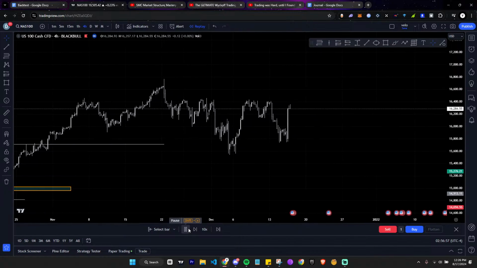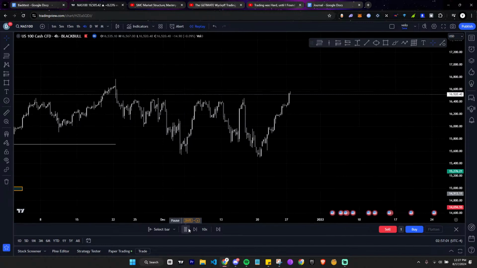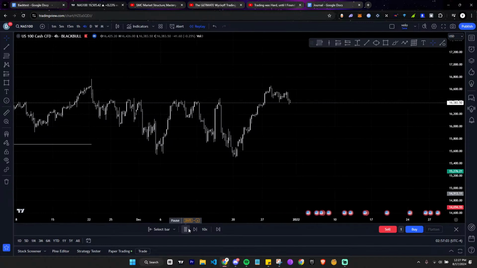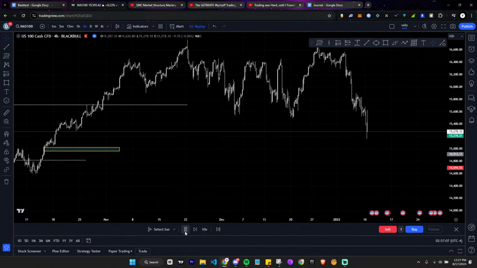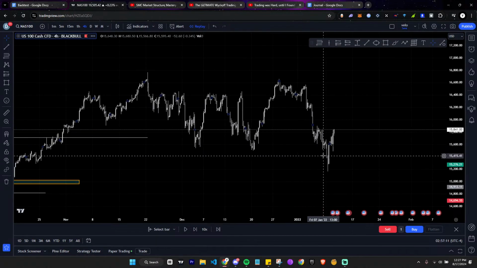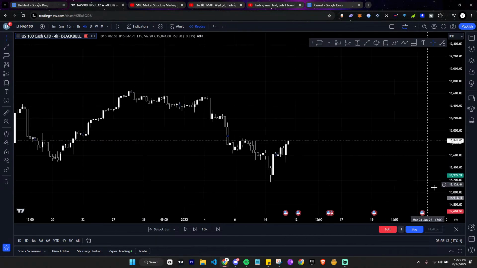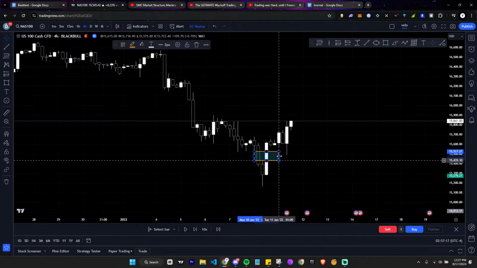Not yet. See, this is why I always need to see proper displacement. Proper displacement, at least to a certain extent, confirming that this is really a market structure shift. Okay, so let's say this was a market structure shift. See this fair value gap? This is the fair value gap.